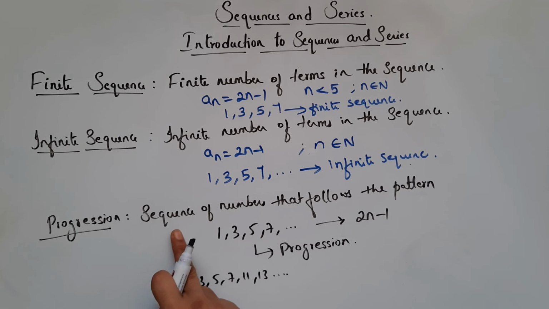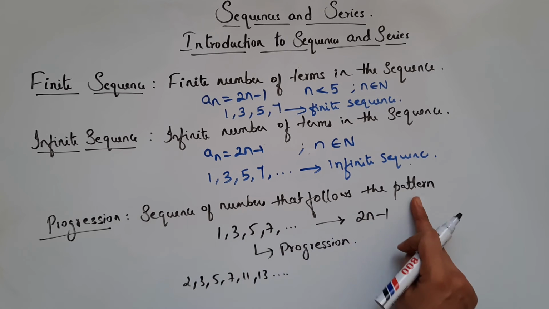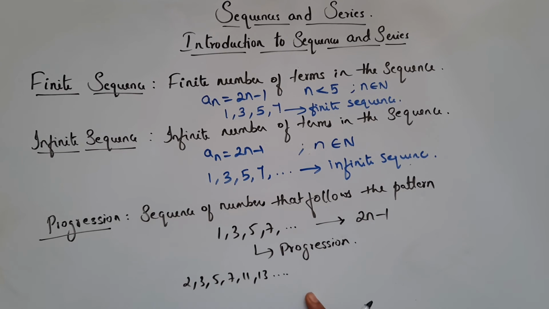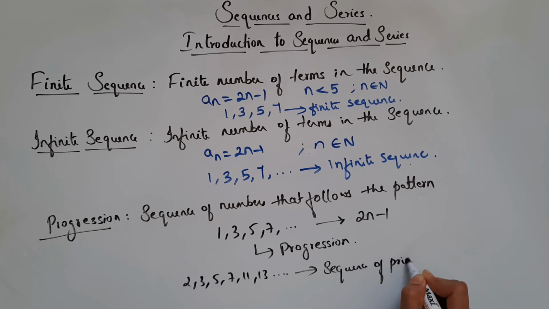So progression is nothing but the sequence of numbers that follows a pattern. Such sequences are called a progression. Here, this is nothing but a sequence of primes, and the sequence of primes doesn't have any particular pattern. I hope this is clear. There is one more sequence called the Fibonacci sequence, but we will see that in a separate video.